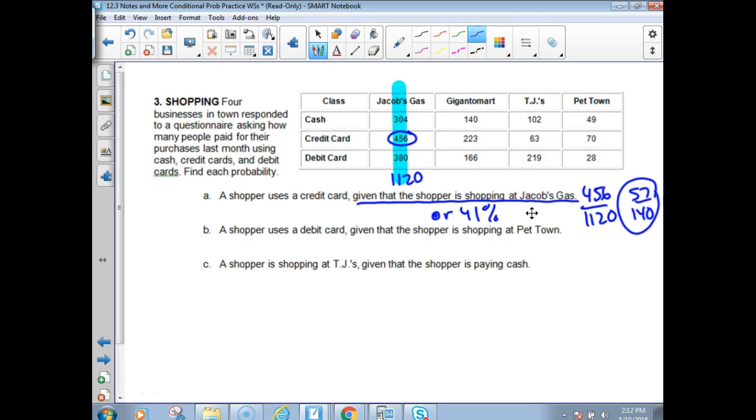A shopper uses a debit card given that the shopper is shopping at Pet Town. Okay, now we're going over to Pet Town. We need to look at the total for Pet Town's shoppers. We're going to add all those up. I've done it before. Is 147 what you're getting? Okay, and then it says uses a debit card. Yes.